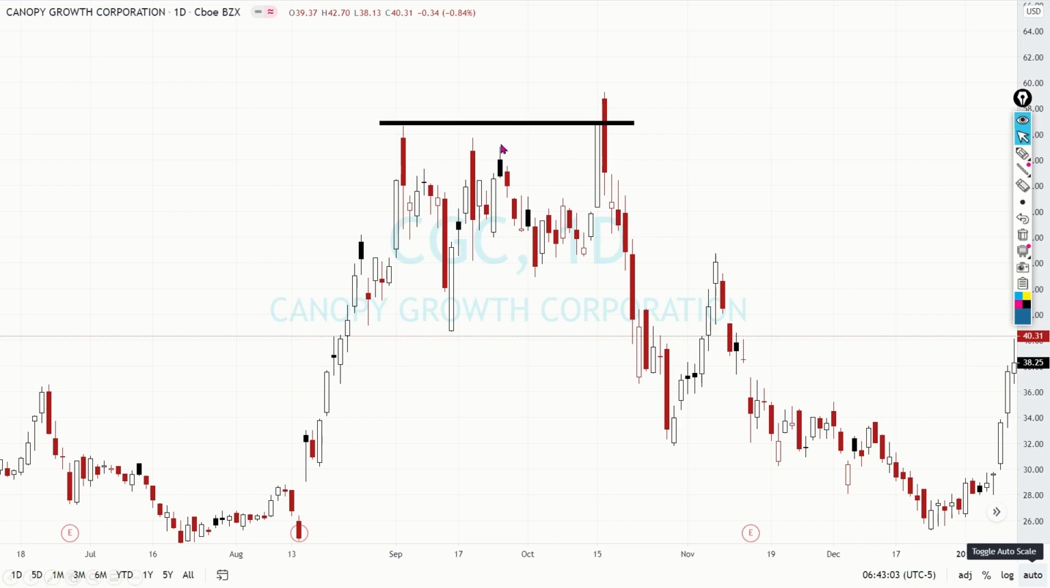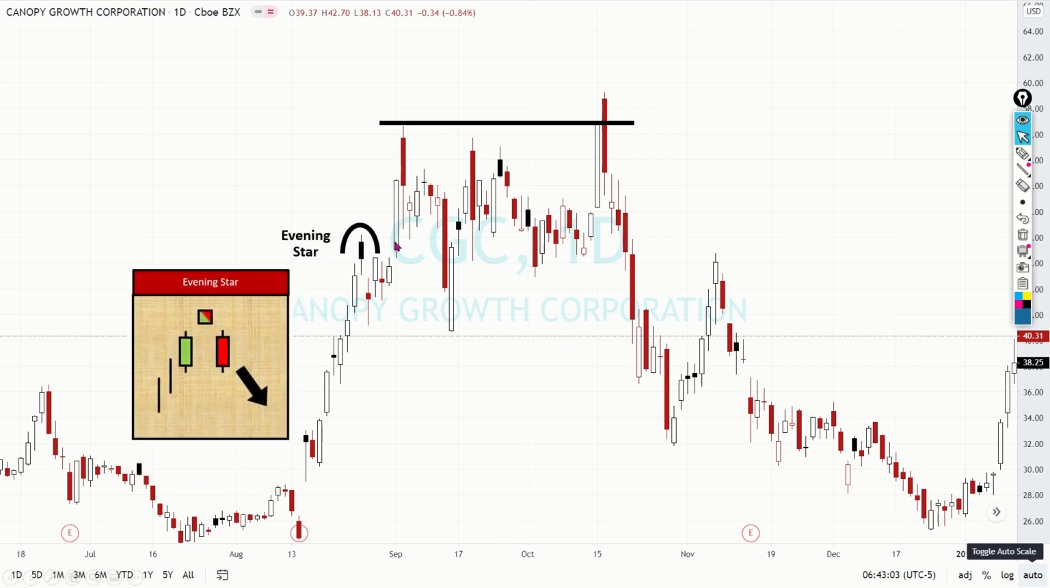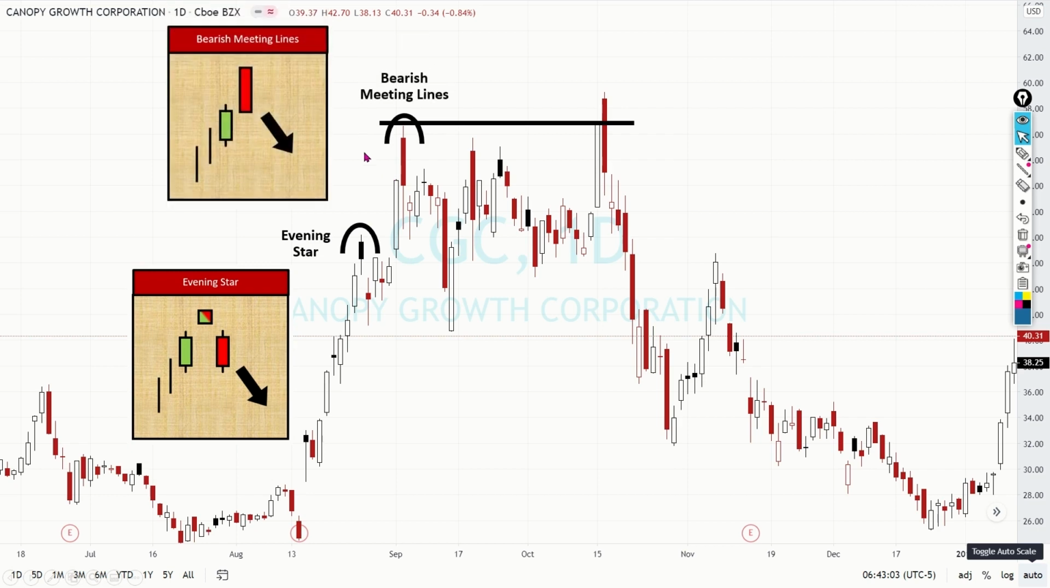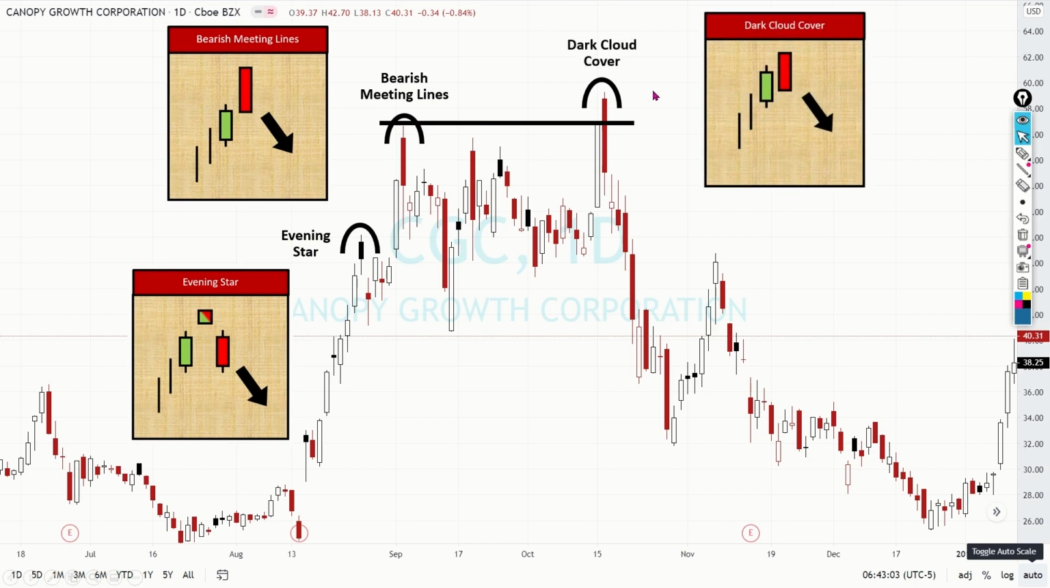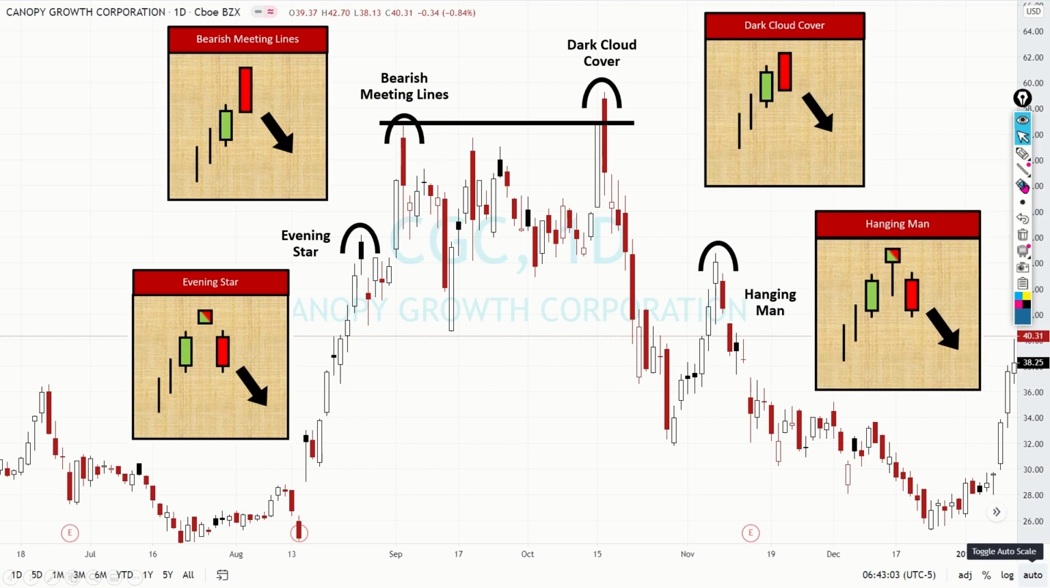And here's an example. So you can see weaknesses here. All right, that is the evening star, but it did not go down immediately. And there was a short squeeze right here. All right, so prices went up again and allows the market makers of smart money to distribute more. And here we have bearish meeting lines. And what do we call this? A dark cloud cover. All right, and here's more combination, a hanging man, which also forces this area.